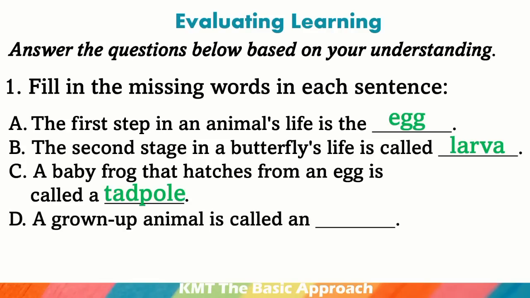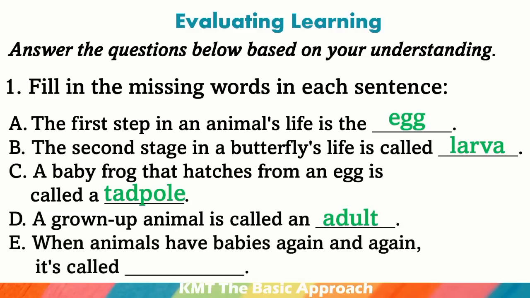Letter D. A grown-up animal is called an blank. What is your answer? Good job! Adult. Letter E. When animals have babies again and again, it's called blank. What is your answer? Good job! Reproduce.